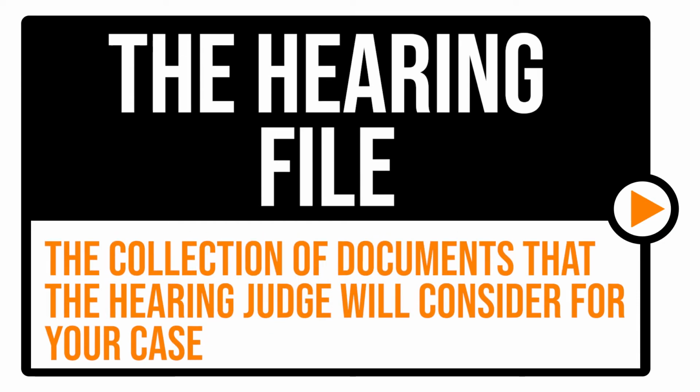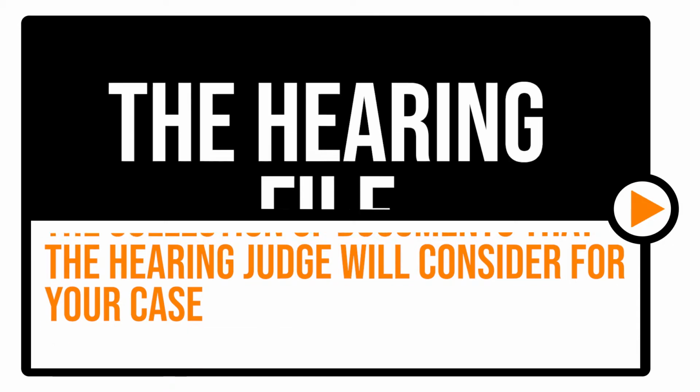So what is a hearing file for the Social Security Tribunal? If you're dealing with a CPP disability claim, at a certain point, if you get denied, you're going to have to appeal to the Social Security Tribunal. That's where the final hearing of your case will happen. Now, an important thing that happens at the Social Security Tribunal is this thing called a hearing file. The hearing file is just the official collection of documents that the hearing judge will consider for your case. These are the official documents that have been designated as the hearing file documents by the Social Security Tribunal.